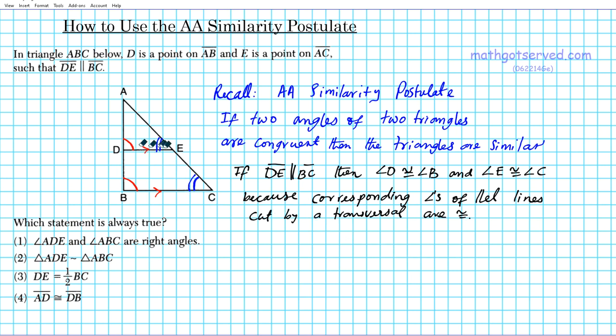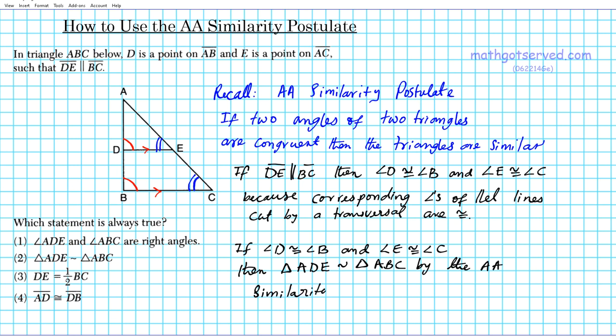Okay. So we've been able to establish that we have two pair of congruent angles. Now, using the similarity postulate, if angle D is congruent to angle B and angle E is congruent to angle C, basically two pairs of congruent angles from two triangles, then triangle ADE is similar to triangle ABC by the angle-angle similarity postulate. So with that in mind, we automatically know that the answer to this question is option number 2, which states that these two triangles are similar. That is always the case.